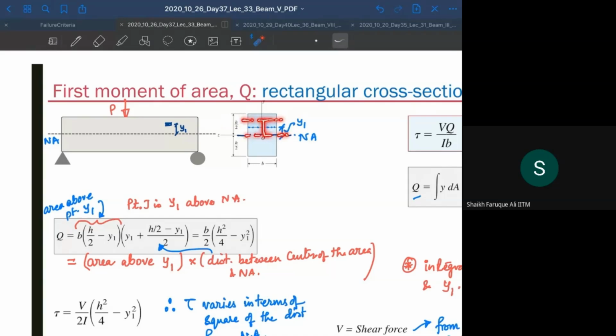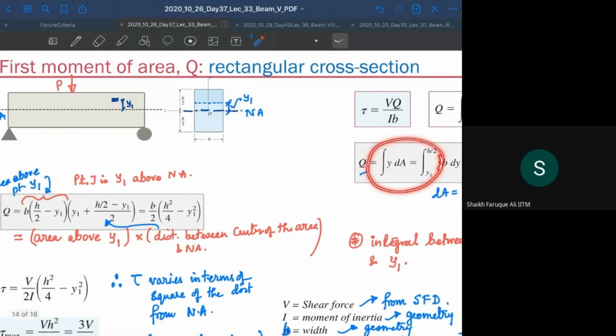The center of the area, that means this line, is going to be at y1 plus half of this width. So it is y1 plus half of (h by 2 minus y1), half of the width here. If you multiply these two, you get b by 2 times (h squared by 4 minus y1 squared). So you get the same thing that we got through integration. You get the same thing here. Okay.